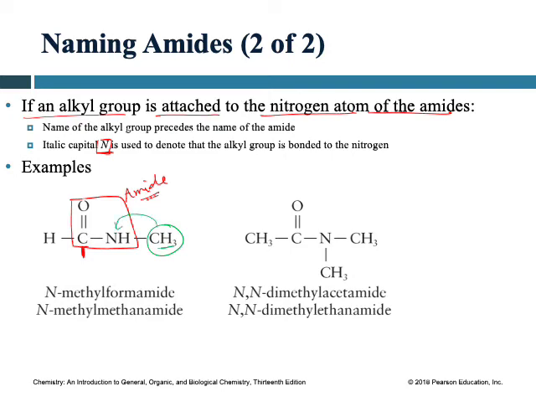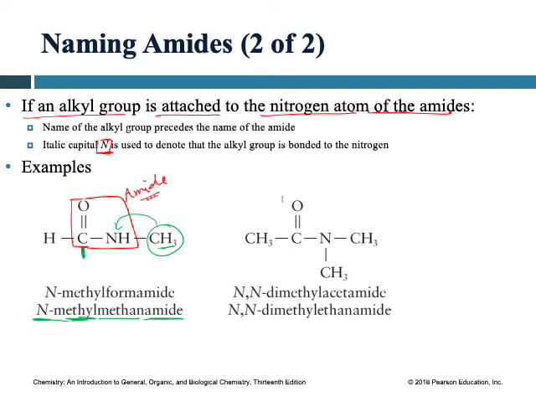This alkyl group is attached to the nitrogen and it's not part of the parent chain. So whenever you have any alkyl group that is not part of the parent chain and is attached directly to the nitrogen, you always assign a prefix called N, and then you write N-methyl. In the parent chain, how many carbons do you have? Just 1, right? So 1 is methane, and this is an amide, methanamide. So N-methyl methanamide.